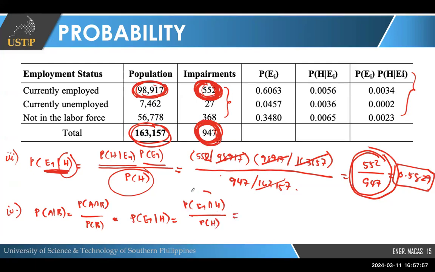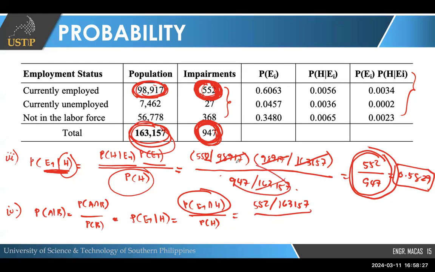Ang imuhang probability of E1 intersection sa imong H is 552. Balik-balik dyan, 552. Pero wala mo kay condition diha. Intersection is how many people? 552. Pero i-divide mo karon sa iyang total. Nangita man ta pila na siya nga proportion with respect sa total. Wala man na siya given nga condition. So, 552 divided by total.